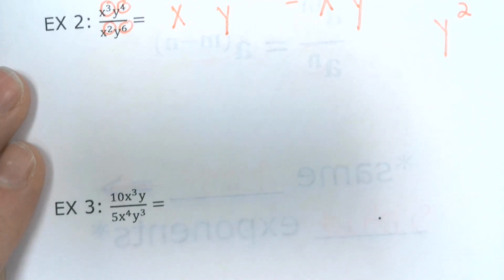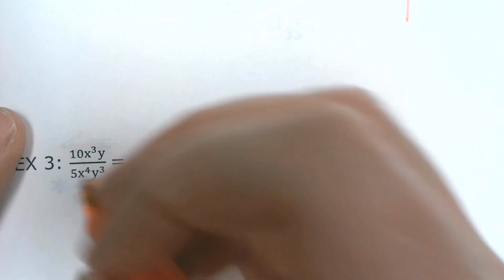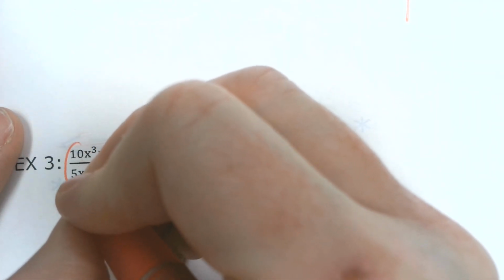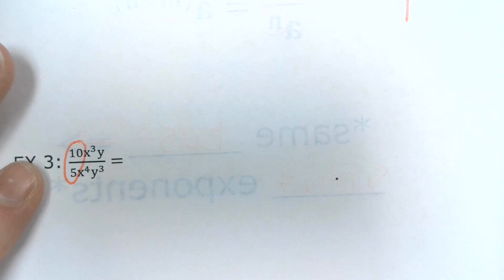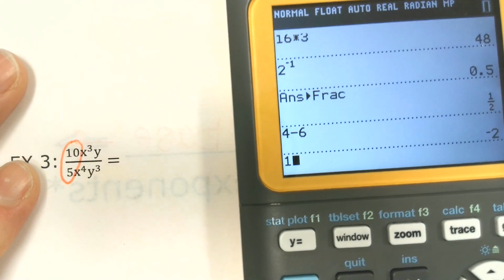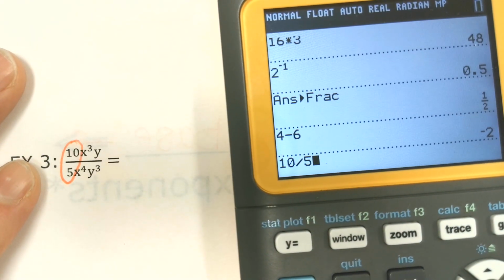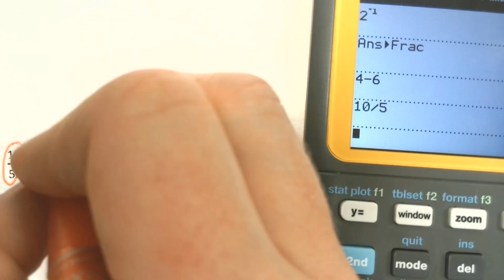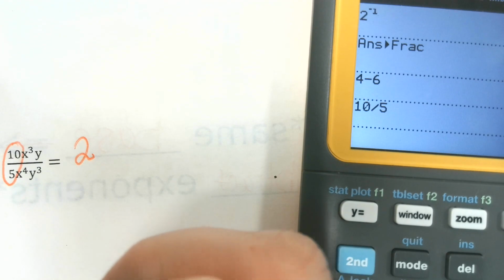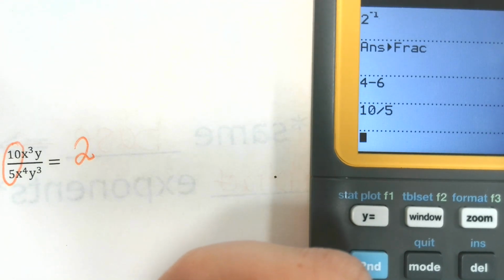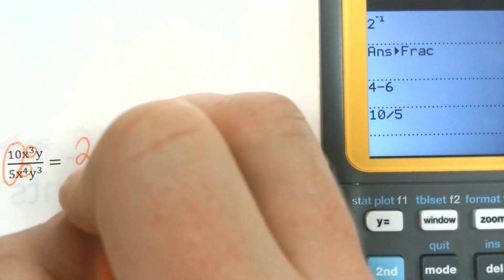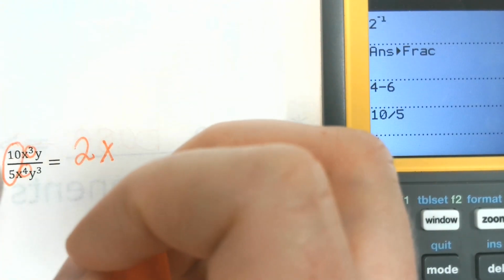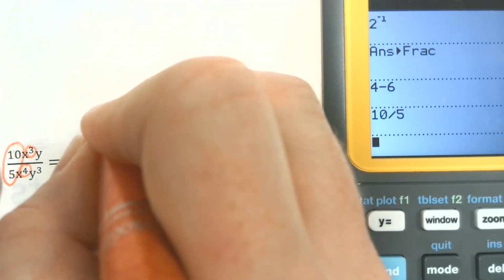Okay, let's go to example 3 now. Oh, now we have coefficients. This is still a division problem. So why don't we go ahead and divide 10 divided by 5. If it's a whole number, just write that whole number on the top. Yep, 2. And then subtract 3 minus 4. What's 3 minus 4? Negative 1.